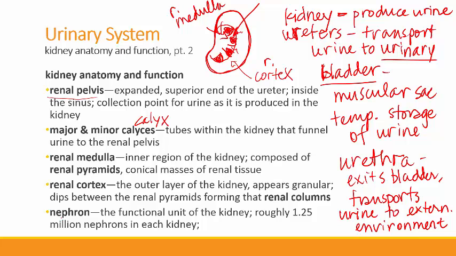And finally, the business portion of a kidney is the nephron. This is the structure that actually produces urine. And there's about 1.25 million nephrons per kidney, so a total of roughly 2.5 million nephrons when you look at both kidneys combined.